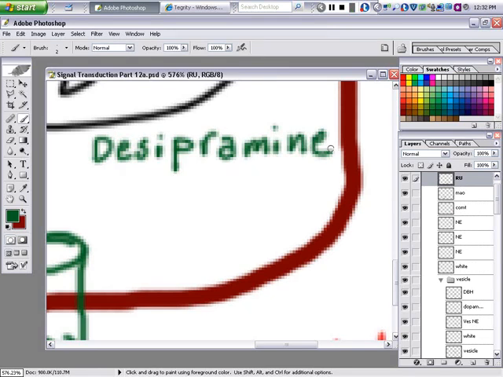Desipramine. So if a person takes desipramine, it's going to make them happier. The next one is going to be a group of antidepressants called your tricyclic antidepressants, or your TCAs. And we know how they work now. They block reuptake 1, keep more norepinephrine in the cleft there, and so there's more of an adrenergic response. Make sense?